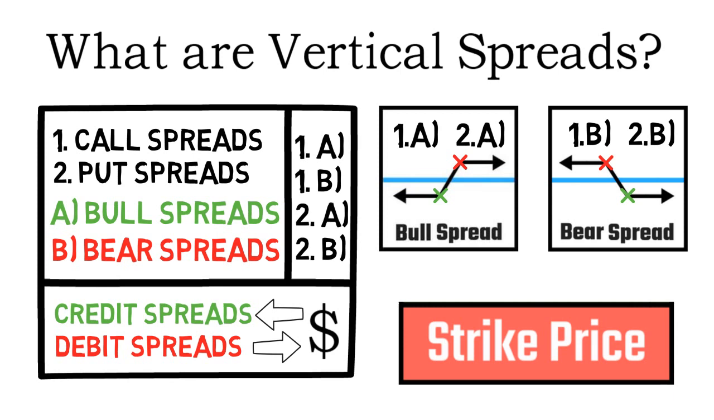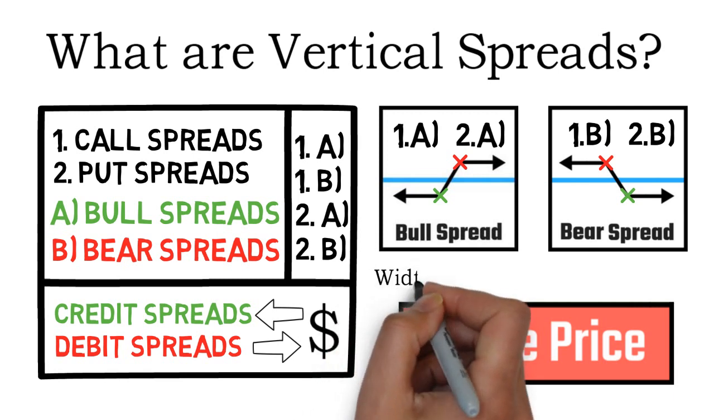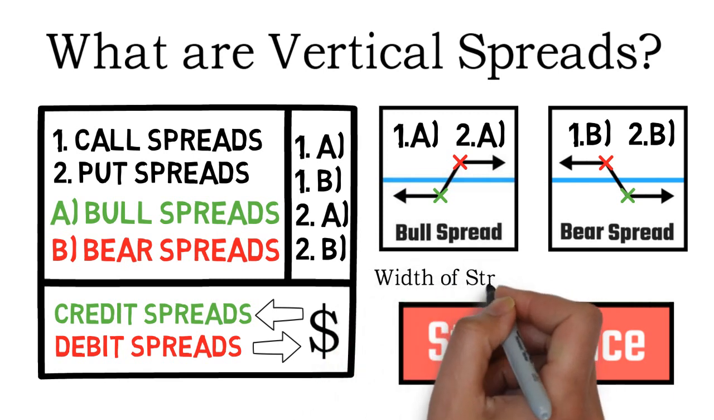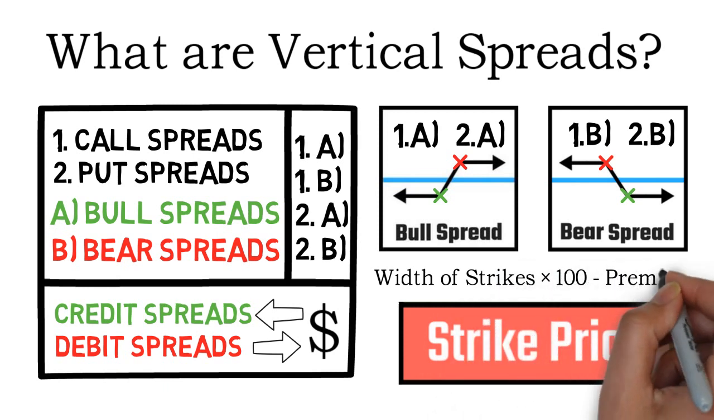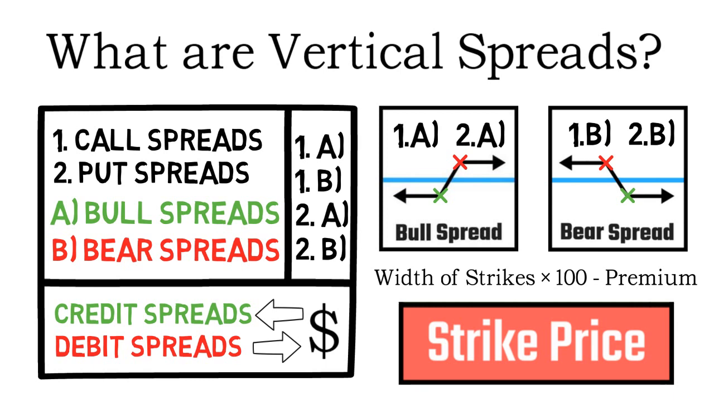As you can see on the payoff diagrams, vertical spreads are defined risk and defined profit strategies. This means that you can't lose or make more than a certain predetermined amount of money on a vertical spread position. To calculate the max risk or max profit, you only need one relatively simple formula. That formula is the width of the strikes times 100 minus the premium.